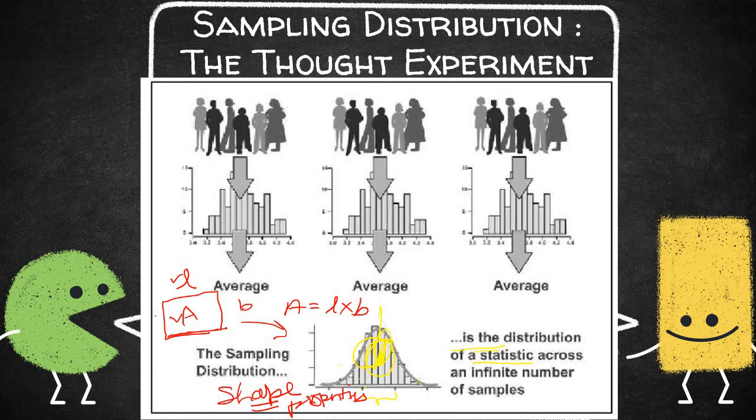Remember this, and with this I would like to stop here. We'll discuss more about sampling distribution, and specifically we'll discuss this bell-shaped curve, which is called the normal curve, in our next video.